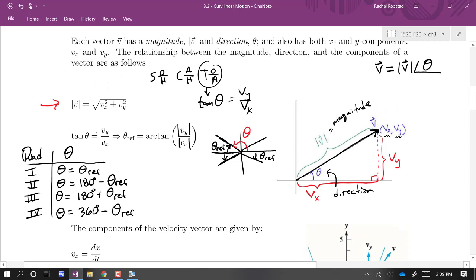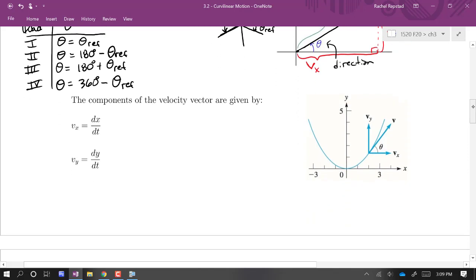So all of this doesn't require calculus, right? But we're going to use calculus to help us find out what these components are. Once I've got those components, we can use Pythagoras and arctan to get the important information about our vector. Calculus comes into play when we want to find those components.